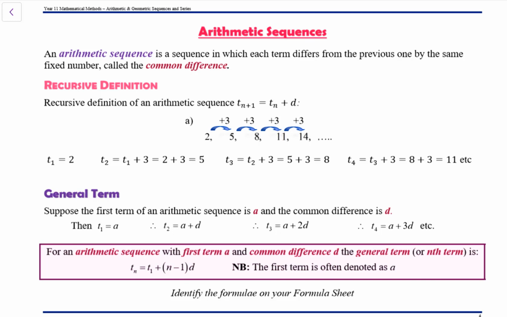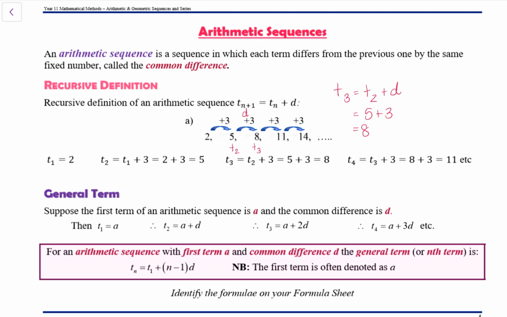So the recursive definition of an arithmetic sequence is the next term is a previous term plus some value d, which is our common difference. So if you see the example here, we go 2 plus 3 is 5, 5 plus 3 is 8, 8 plus 3 is 11, 11 plus 3 is 14. So using that recursive definition, our third term is going to be equal to our second term plus d. Our third term is 8, our second term is 5, so it'll be 5 plus our common difference 3, which gives us 8.